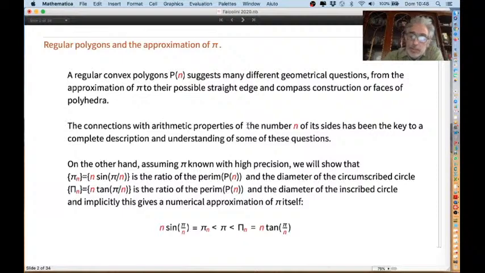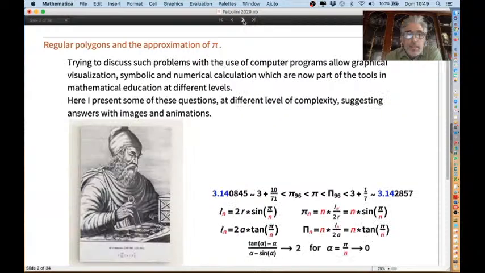So pi is between n sine of pi over n and n tangent of pi over n. Perhaps for 1 hour it's okay. Then probably the program itself will reduce it.